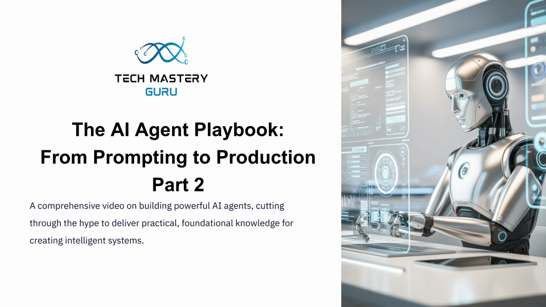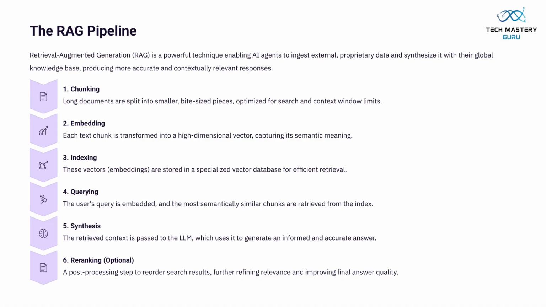This video provides practical and foundational knowledge for building powerful AI agents, cutting through the hype to deliver real-world insights for creating intelligent systems. Today, we'll dive into the RAG pipeline, a crucial technique for AI agents. RAG, or Retrieval-Augmented Generation, allows agents to blend external, proprietary data with their existing knowledge, leading to more accurate and contextually rich responses. It involves chunking, embedding, indexing, querying, synthesis, and optional reranking.